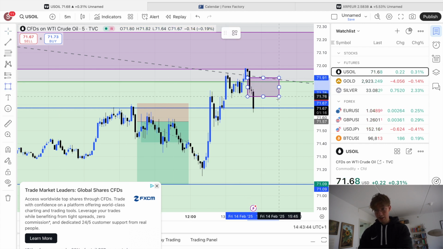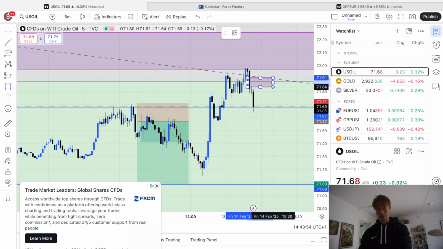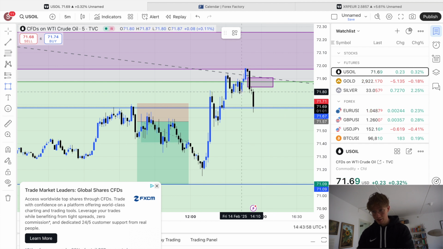So now we could take a trade off of, we have this fair value gap right here. Actually we have a fair value gap right here, but the imbalance is this big currently. We don't know where this candlestick ends, so we are just going to stick to this, and then we have an order block right here.